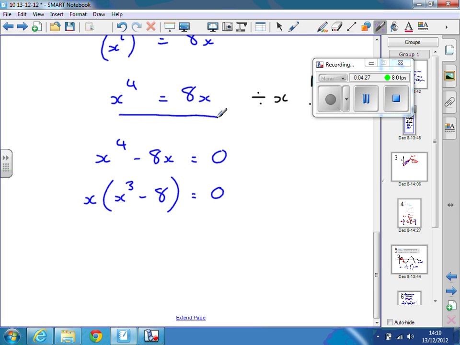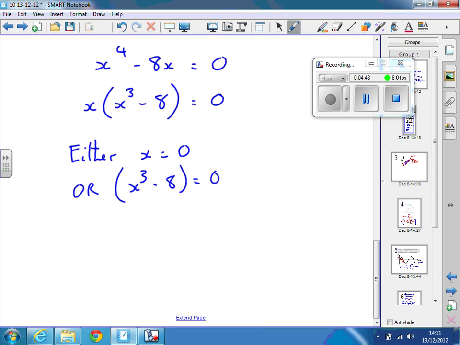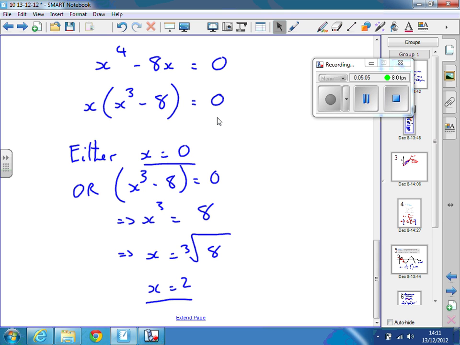So we can state that either x equals 0 or the bracket x cubed minus 8 equals 0. And so one solution is that x equals 0, and the other solution is that x cubed minus 8 equals 0, which implies that x cubed equals 8, adding 8 to both sides. So therefore it implies that x is the cube root of 8. x equals 2. So we've got two possible solutions, x equals 0 or x equals 2.